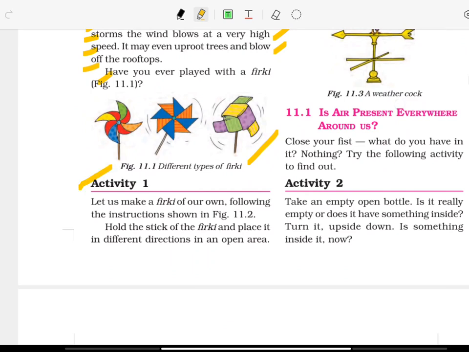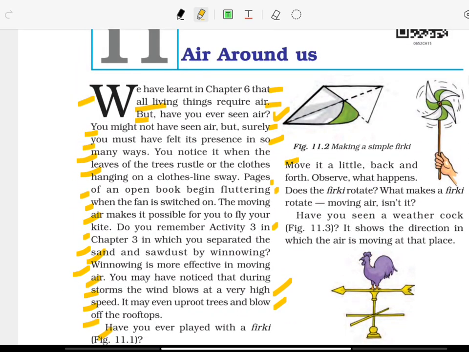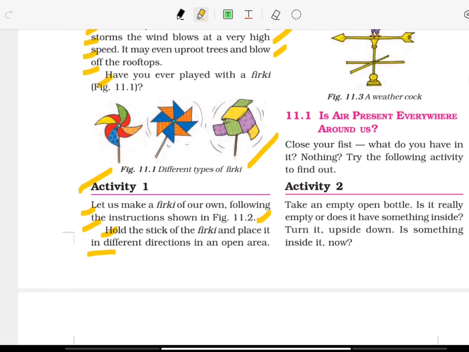Activity 1. Let us make a firki of our own following the instructions shown in Figure 11.2. Hold the stick of the firki and place it in different directions in an open area. Move it a little back and forth. Observe what happens. Does the firki rotate? What makes a firki rotate? Moving air, isn't it? Have you seen a weathercock? It shows the direction in which the air is moving at the place. Air is present everywhere around us.